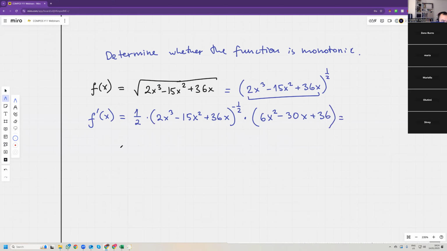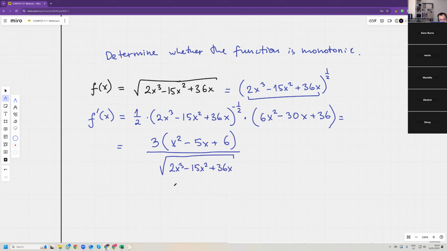I need to simplify this. So 1/2, I can take 6 out from here. So it's going to be 6, and 6 over 2 is 3. So 3, open bracket, x squared minus 5x plus 6, divided by the square root of 2x cubed minus 15x squared plus 36x.